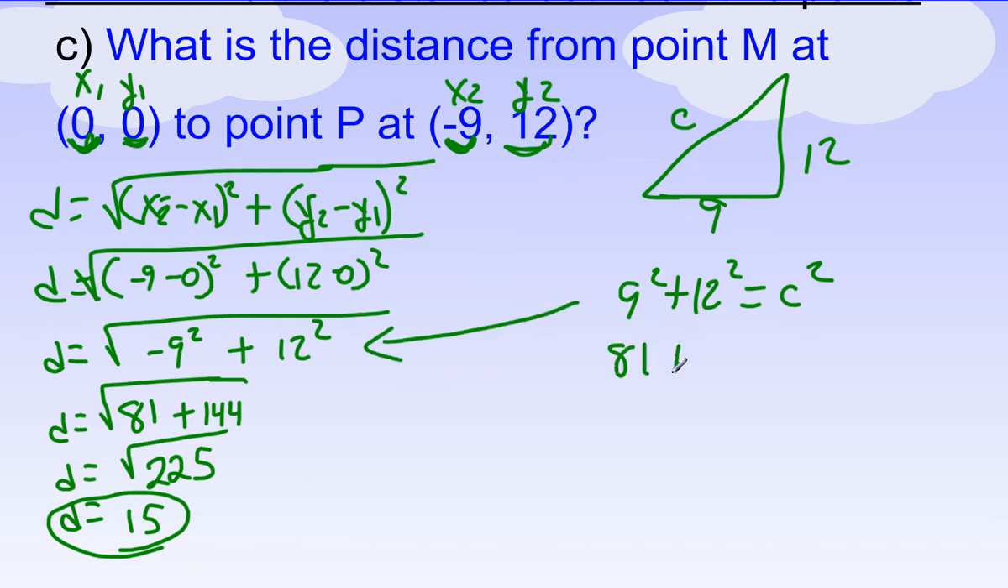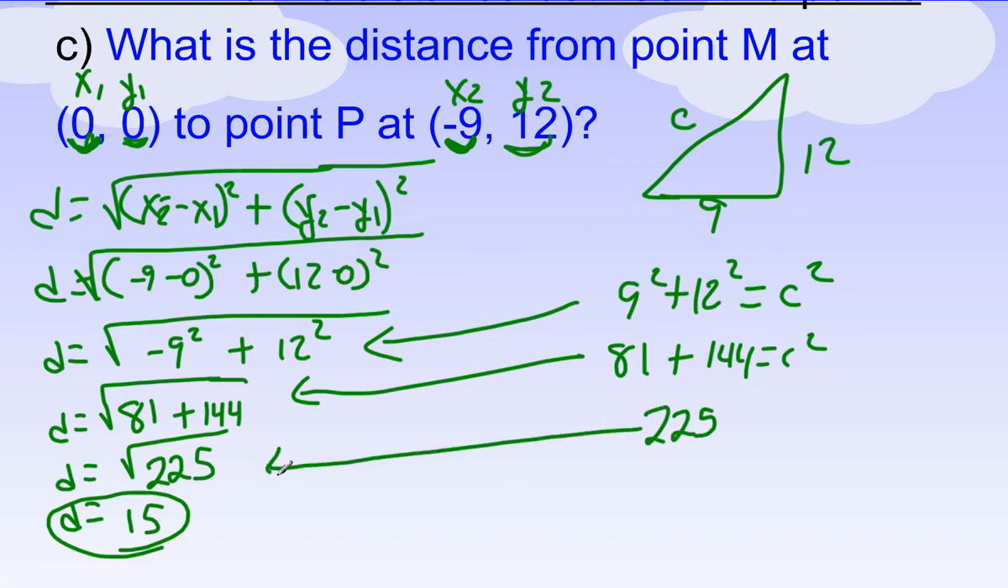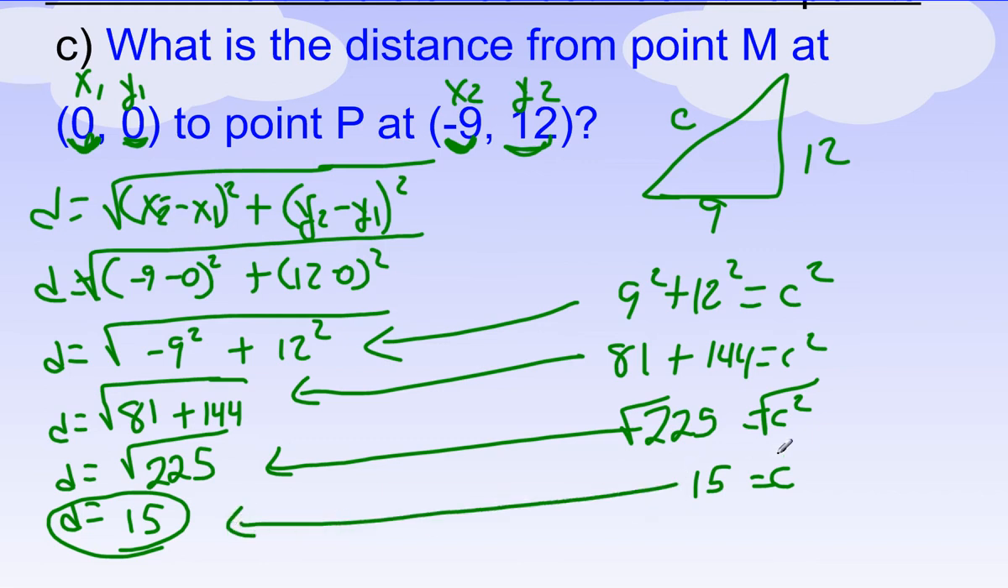9 squared is 81 plus 12 squared is 144 equals c squared. That's that step right there. And then you take 81 plus 144 is 225. That's that step right there. Equals c squared. And then you square root each side and get c equals 15. And that's that step there. So you see, it really is the Pythagorean theorem, the same steps, the same order, nothing changed. It's just a different format.